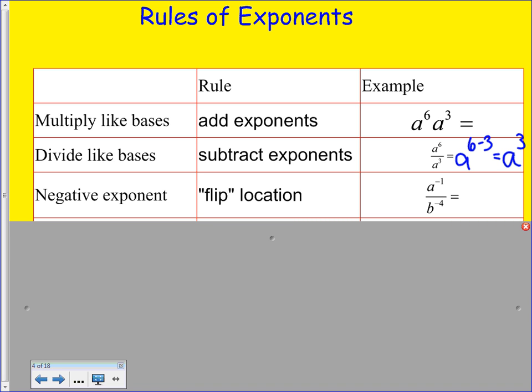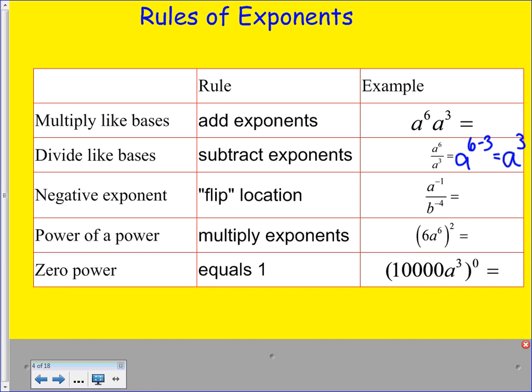The only other rule that we need to talk about today is the negative exponent. So this is where we want to flip the location. Again, those are your rules from yesterday. We're going to be using them all today. So negative exponent is when you flip the location. If a letter has a negative exponent and it's sitting on top of the fraction, to get rid of that negative exponent, we're going to switch it to the bottom. Likewise, if something's on the bottom of the fraction and has a negative exponent, we want to flip it to the top. So this b to the negative 4th needs to come up top, and this a to the negative 1 needs to go to the bottom. So we're going to flip-flop those.